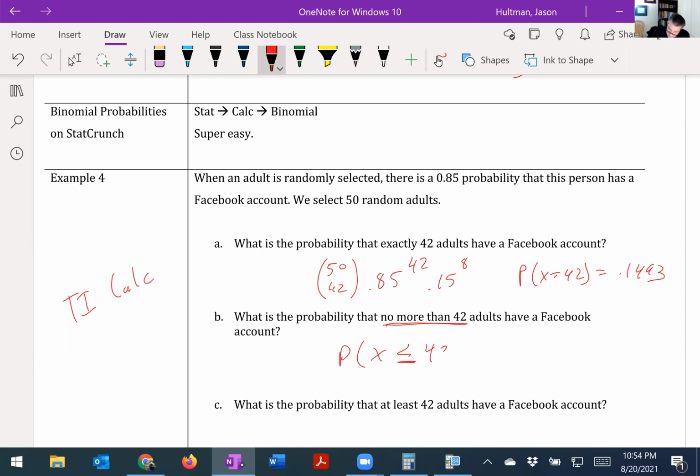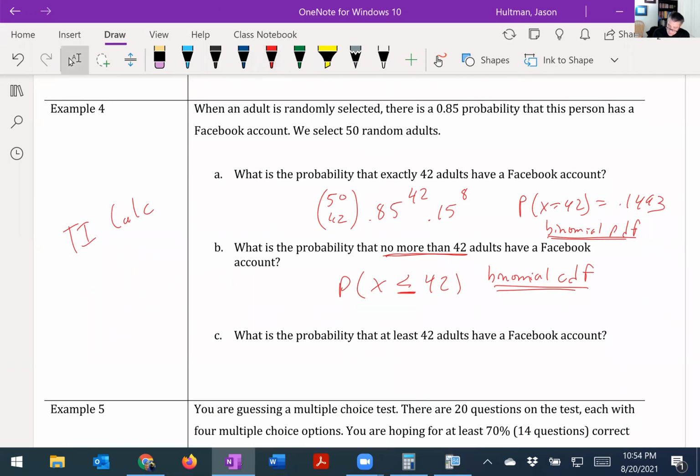So this is less than or equal to 42, which is going to be the binomial CDF. We're going to use binomial CDF here. Before we used binomial PDF. Okay, again, much more confusing on the calculator, and I'm sorry, there's nothing to do about that. This is what it is. If it were me, I would use StatCrunch for the binomials because it's less confusing. But if you only have one device to use, then just use what you have.